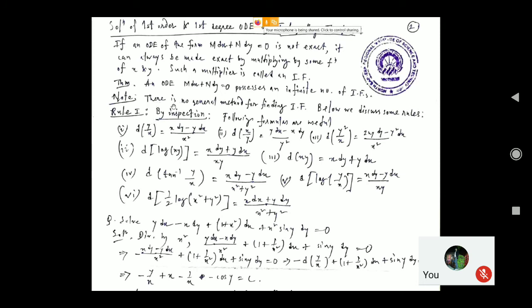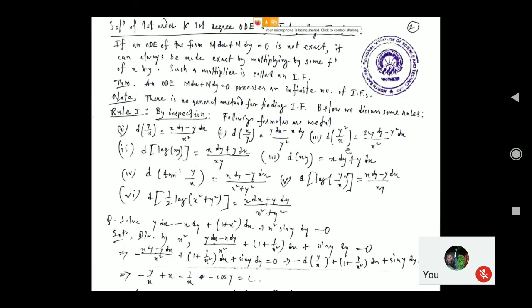One note is that there is no general method for finding an integrating factor. Below we discuss some rules. The first rule is by inspection. These following formulas will be useful. If you see this type of expression, you can directly replace it by d(y/x). That is the division rule of derivatives.